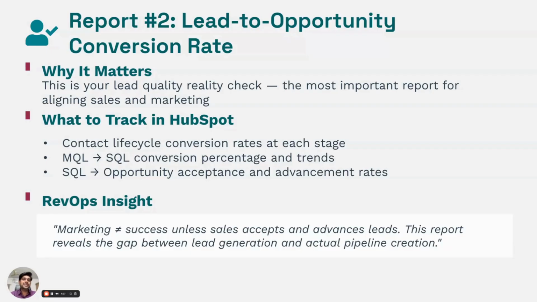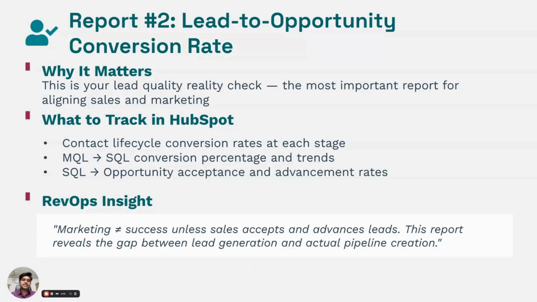Report number two, lead to opportunity conversion rate. This is your lead quality reality check. And honestly, this is the most important report for aligning sales and marketing. Period. Here's what we are tracking. Contact lifecycle conversion rate at each stage. Your MQL to SQL conversion percentage and its trend over time. Your SQL to opportunity conversion, opportunity acceptance, and the advancement rates.